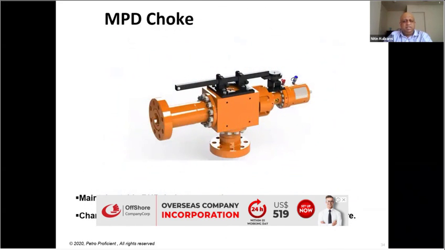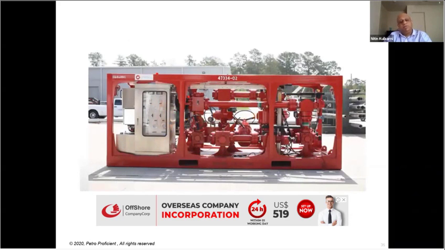So this is how a choke looks like from outside. This is how a choke manifold looks like from outside. There are many different companies manufacturing this, different sizes. Some of them are compact, some of them are big, depending on your applications and kind of circulations that you're going to have.